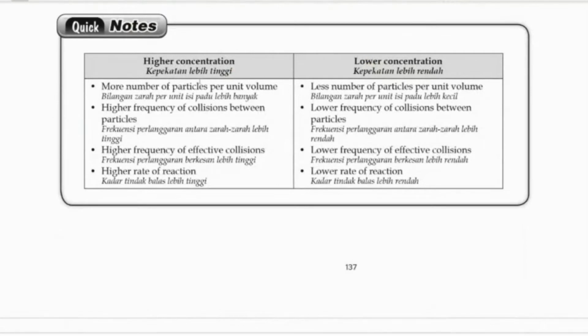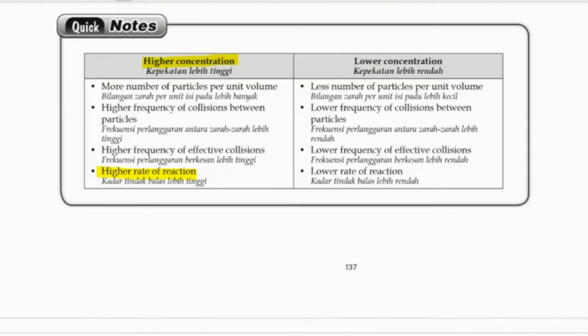If higher concentration, more number of particles per unit volume, higher frequency of collision between the particles. So higher frequency of effective collision and then higher the rate of reaction. In other words, higher concentration, higher rate of reaction. Okay, so how do you know it's a higher concentration?